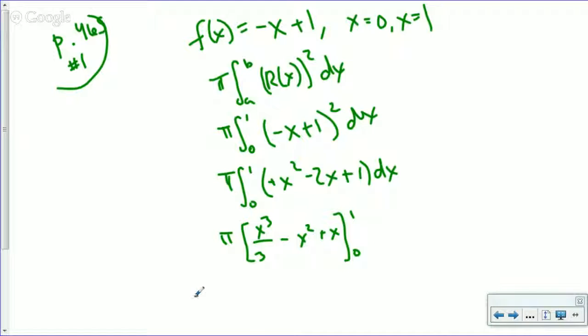If I plug in 1, I'm going to get 1/3 minus 1 plus 1. If I plug in 0, I'm going to get 0 minus 0 plus 0. So inside the brackets, I just get 1/3. So my answer is pi times 1/3, or pi over 3.